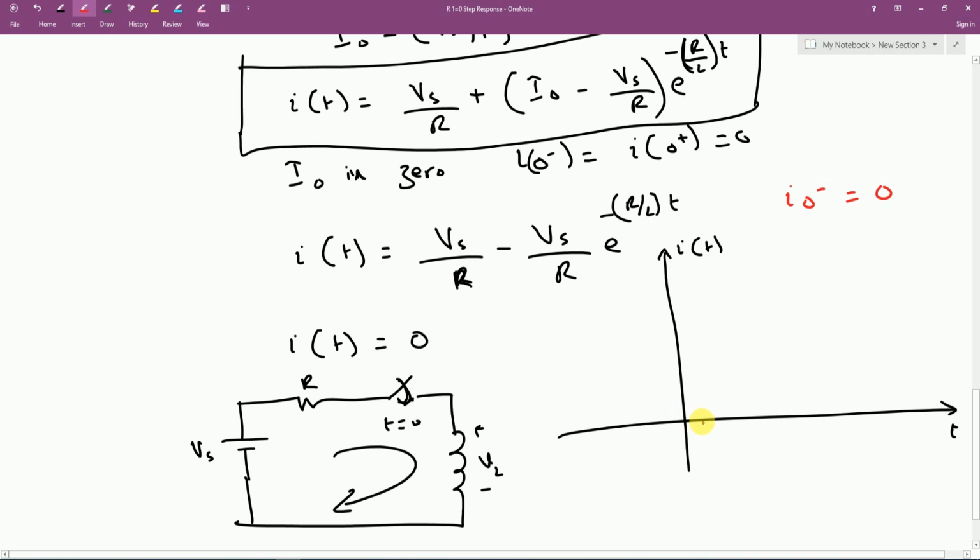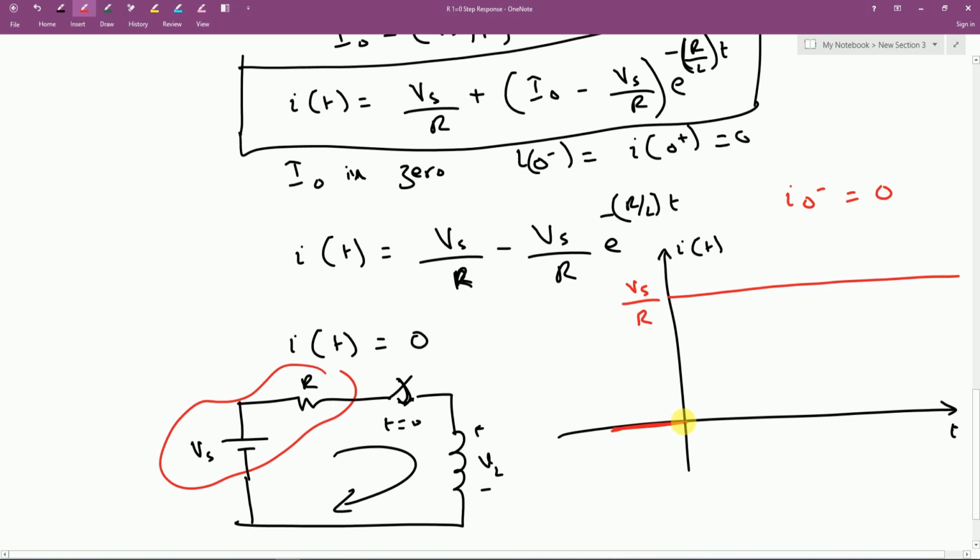As time elapses, we have a transient part that will vanish with the passage of time, and thereafter the current will settle at a value which is governed only by this resistance R and this voltage source Vs. Let us say the final value of the current, after all the transients vanish, is Vs over R. And we have a zero current which was flowing here.